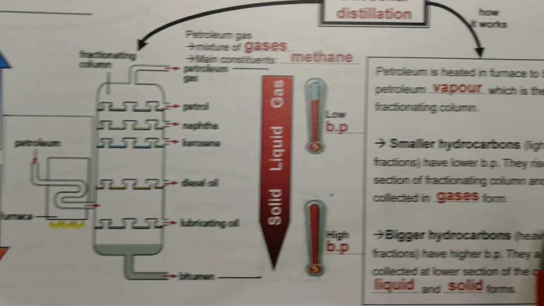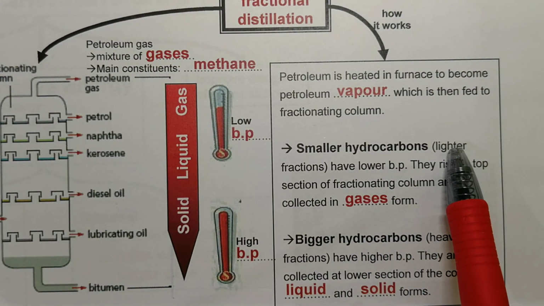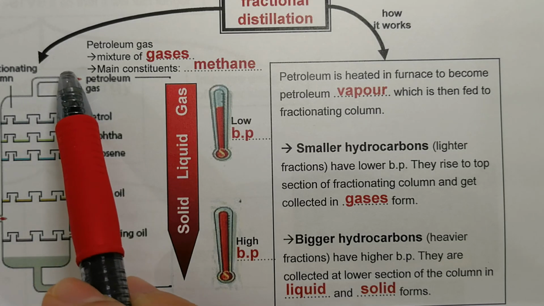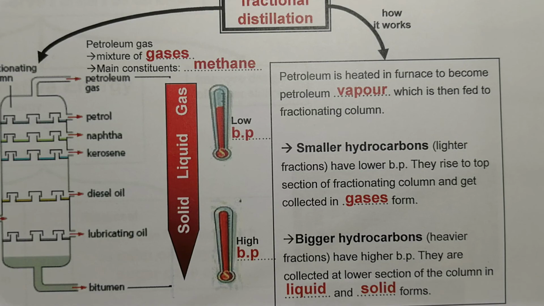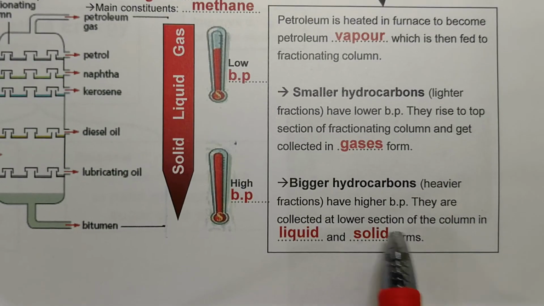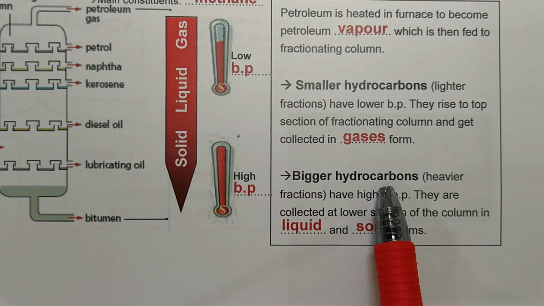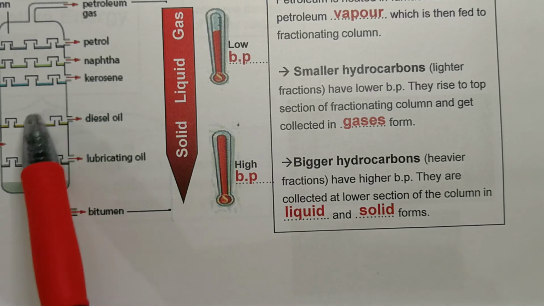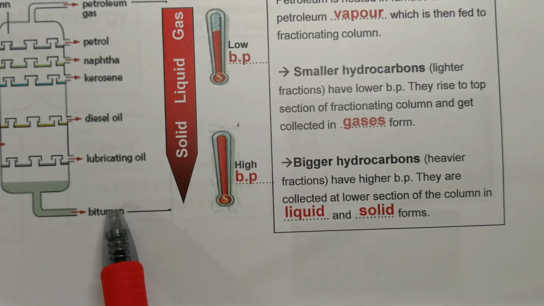Okay, so the smaller hydrocarbons, over here is the description. The smaller hydrocarbons are lighter, so they will have lower boiling point, so they will rise to the top of the fractionating column and get collected in gaseous form. And the bigger hydrocarbons, some of them have very, very long chains of carbons. So they are very heavy, so they will have higher boiling point. Okay, so they'll get collected at the lower section of the column in liquid and solid form.